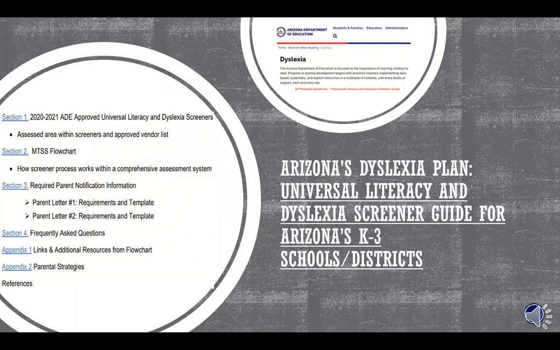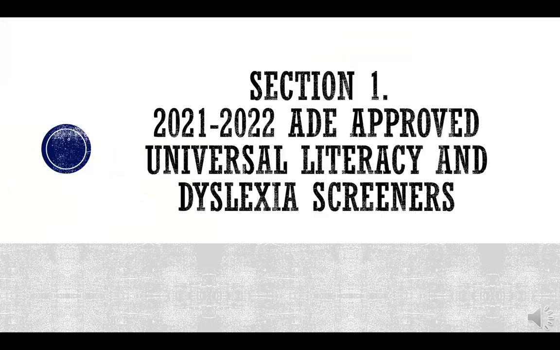As you can see from the table of contents, it covers the key points as intended by the law to make certain it meets the needs of teachers, families, and especially students. Section 1 reviews what a universal literacy and dyslexia screener is, when to administer it, and how it identifies students who need literacy interventions and the importance on early intervention for struggling readers.